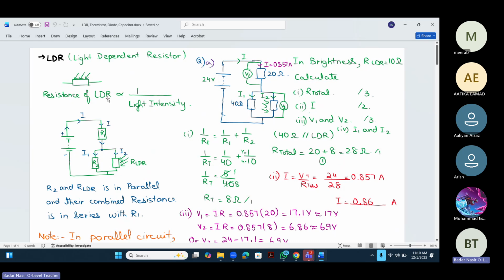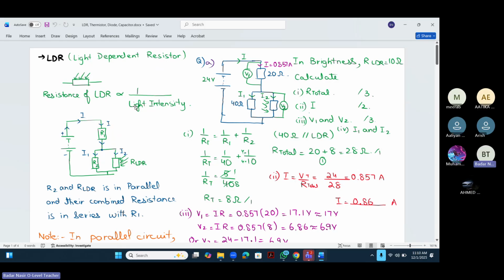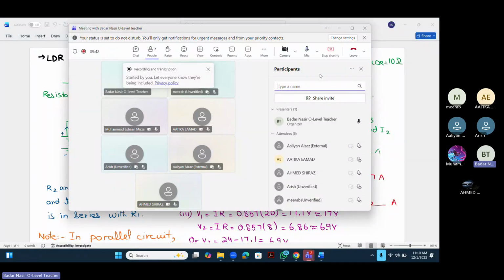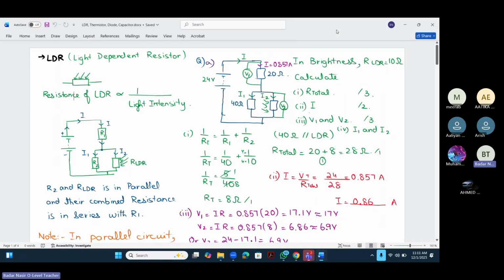Now, the resistance of an LDR is always inversely proportional to its light intensity. लाइट इंटेंसिटी जितनी हाई होगी मींस जितनी ज्यादा ब्राइटनेस होगी एलडीआर की रेजिस्टेंस जो है उतनी लो होगी vice versa. Let's say if there is darkness in the room, that means that the light intensity is very low, and if the light intensity is very low, तो उसकी जो resistance होगी LDR की that is high then.